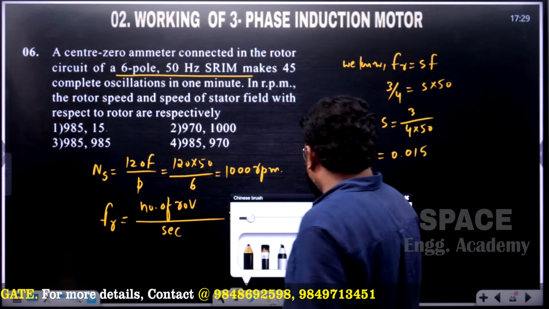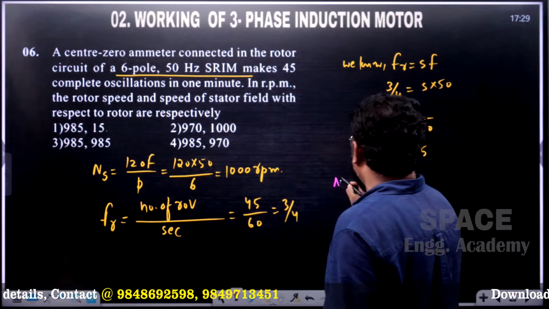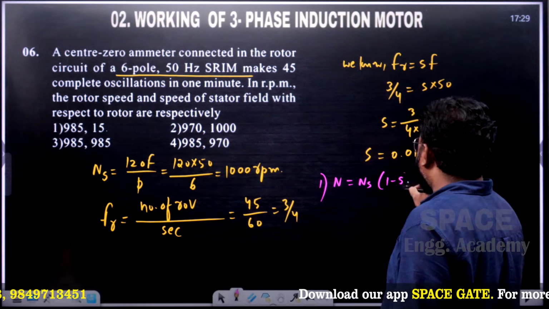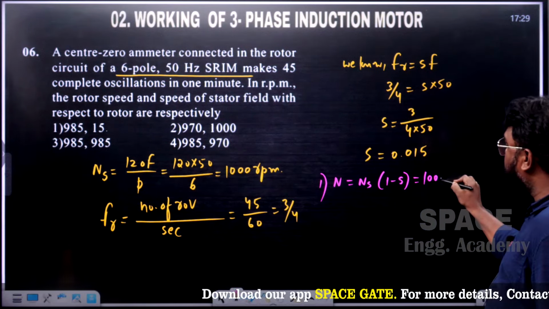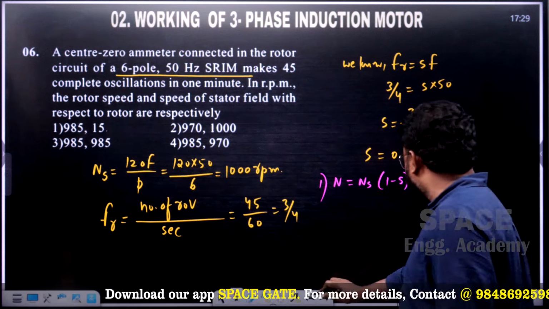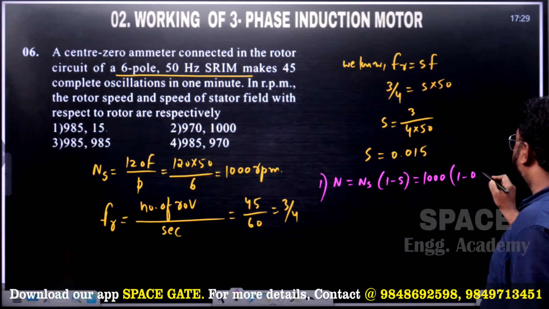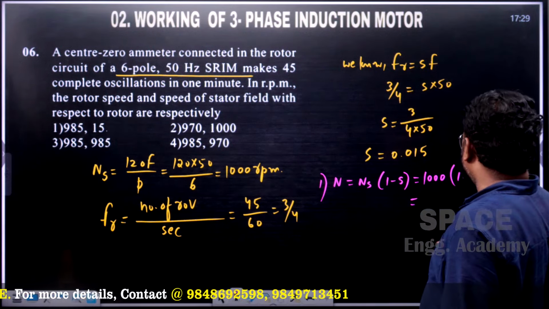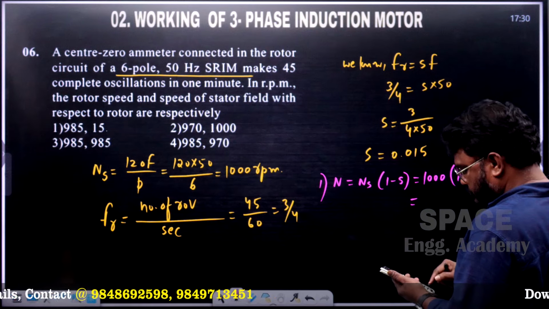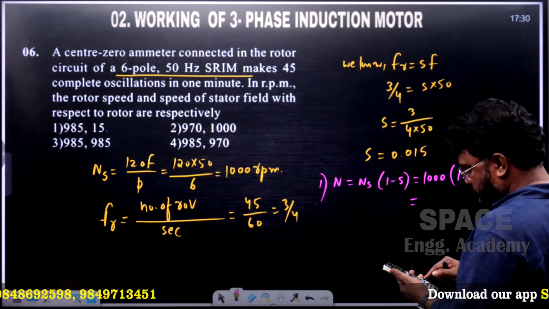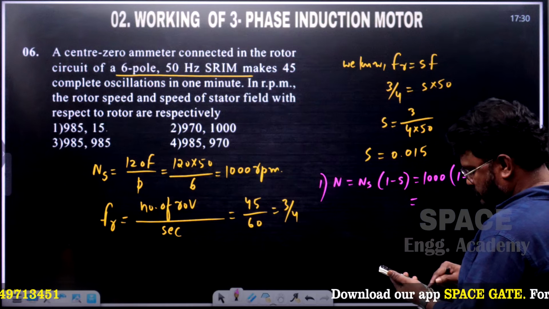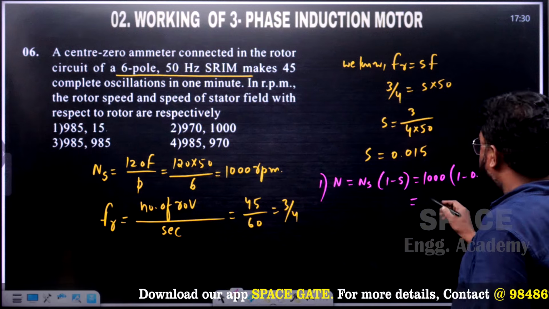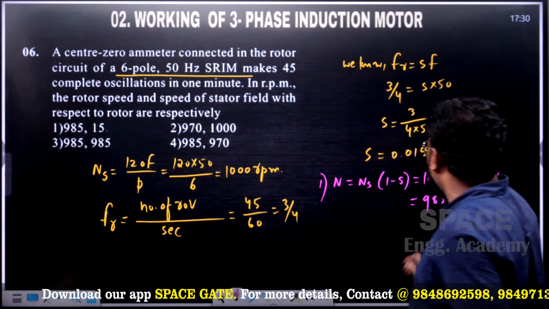Now let us calculate the speed here. The speed N is equal to Ns into 1 minus s. Ns is equal to 1000, so 1000 into 1 minus 0.015. By simplification, it is equal to 985 RPM.